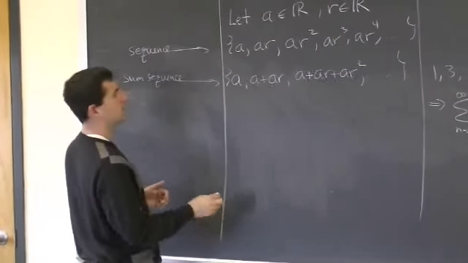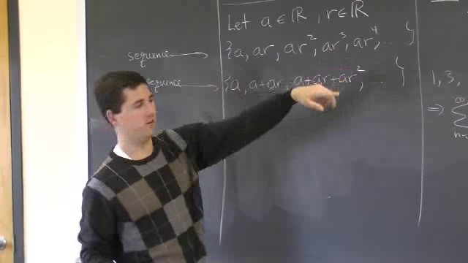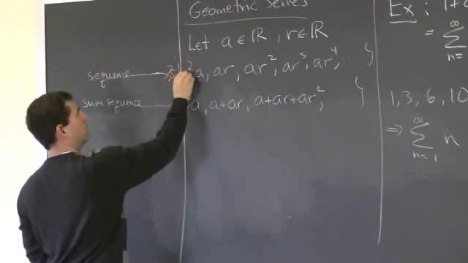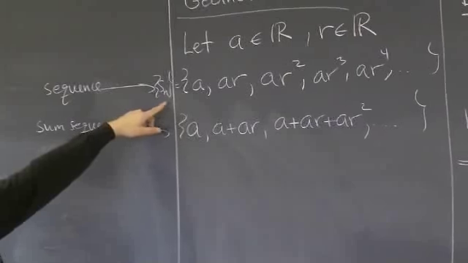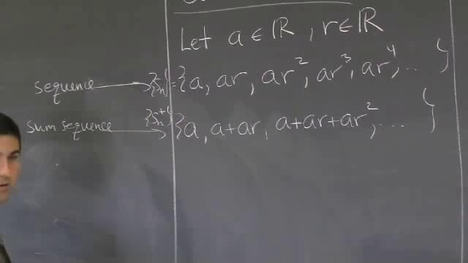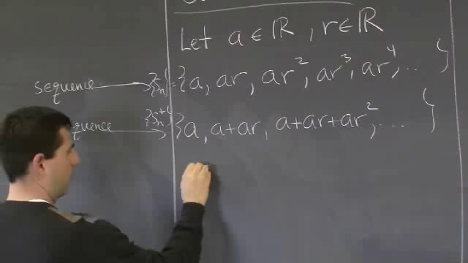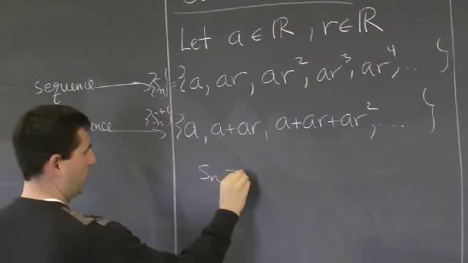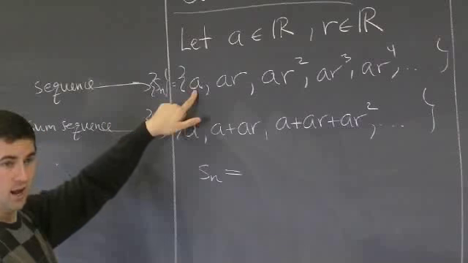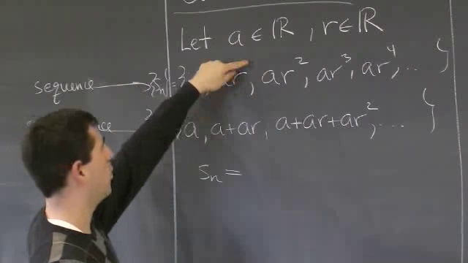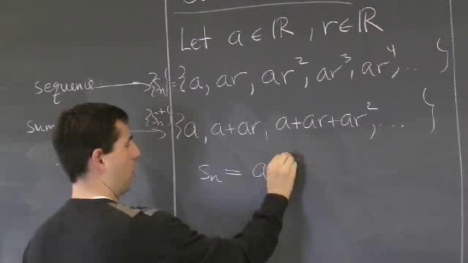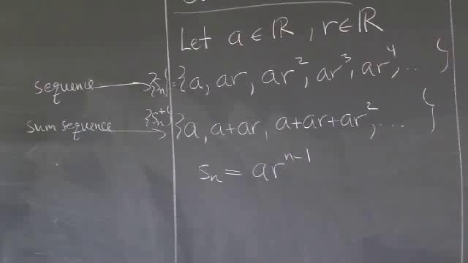I use a normally for my sequence letters, but since I already have an a in here, let me call this sequence Sn. So the nth term. Let's see what the nth term is going to be. And this, by the way, would then be the Sn sequence. What here would be the nth term? Well, when n is 1, you get an a. When n is 2, you get ar to the 1. When n is 3, you get ar to the 2. So it's going to be ar to the n minus 1. That's the nth term in the sequence.